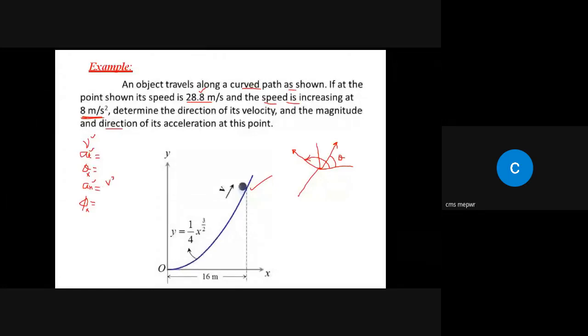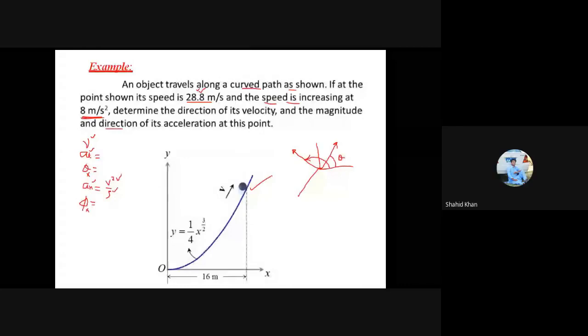V square by rho. Rho. Do we have V? We have V. Rho. And what about rho? Do we have rho? No, sir, we don't have rho. But do we have an equation for rho?